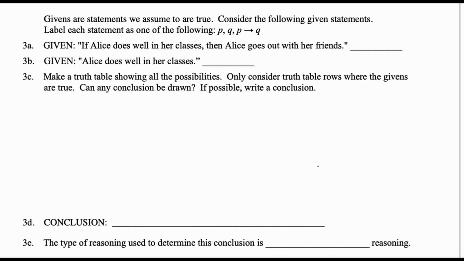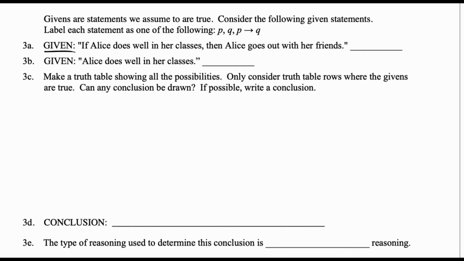The statement that's given is that if Alice does well in her classes, then Alice goes out with her friends. Now, in real life, people don't have to follow givens like this. They can make up their own mind. They can change their mind, do whatever they want. However, this is an argument here where the word given means you accept that it's absolutely true.